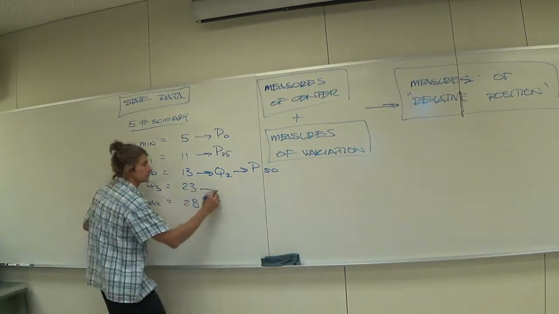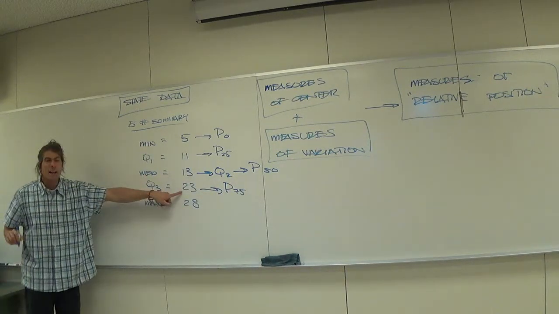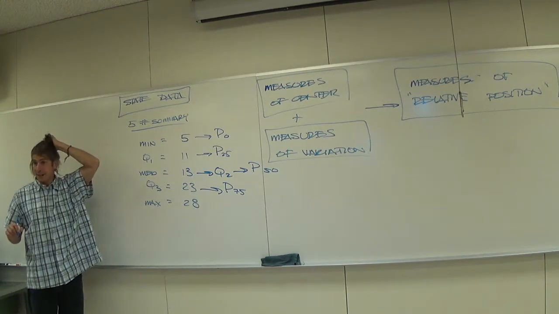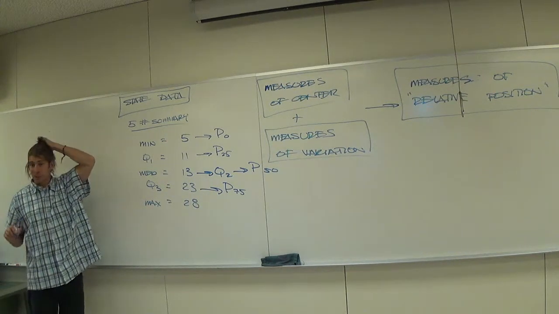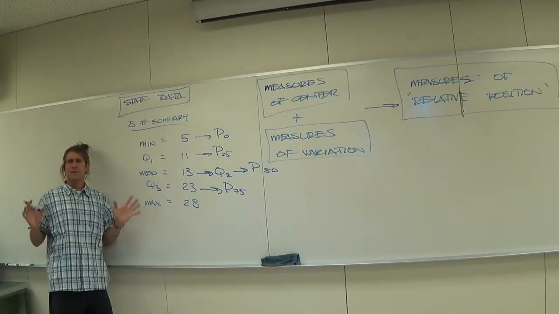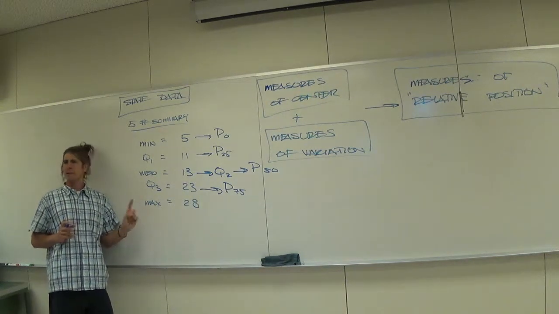P75. Good! That's your 75th percentile, which means if I look at 23, that means 75% of you visited fewer than 23 states. And this is a little tricky. Max is 28. Whoever that was, that's the most states visited by someone in this class. What percentile would that person be? It's a bit of a trick question.